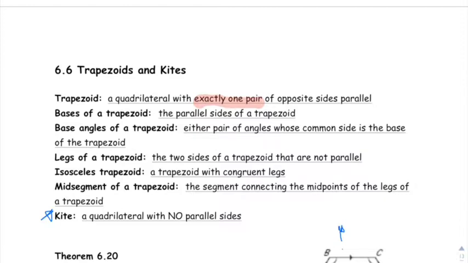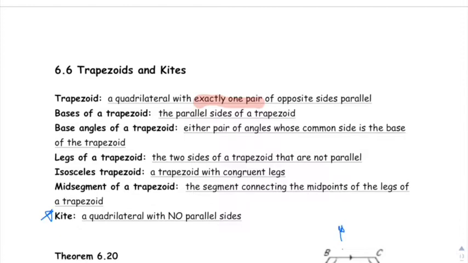You have the bases, and those are your parallel sides. You've got the base angles, and those are the angles formed with one of the parallel sides and then one of what we call the legs, or the non-parallel sides. So honestly, we probably should talk about legs first. Legs are the two sides of the trapezoid that are non-parallel.